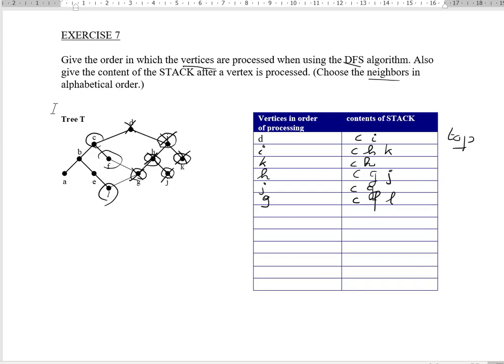Okay, then the next one in line is L. So L is done, only one neighbor, that's E. Then we take out E, only one neighbor, that's B. So C, F, B. Okay, the next one out is B. And this has neighbors A and C. And now we see, because C was already circled, that C is already on the stack.